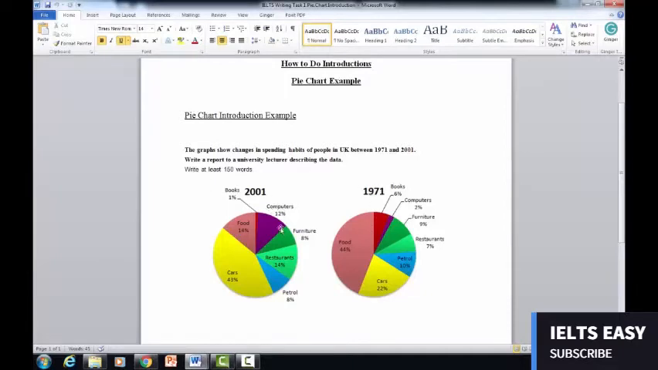But you also want to look at both of the charts. We can see that we have basically 1, 2, 3, 4, 5, 6, 7 categories: food, books, computers, furniture, restaurants, petrol, cars. We have 7 categories in each one, and we have 2 years: 1971 and 2001. And we're talking about spending habits in the UK.